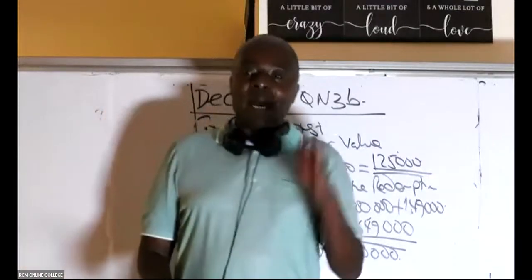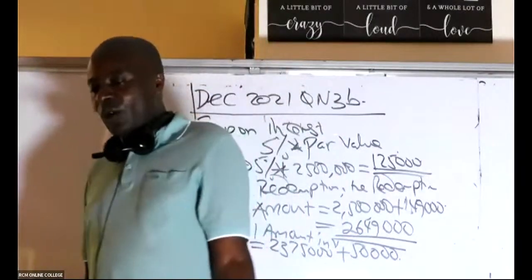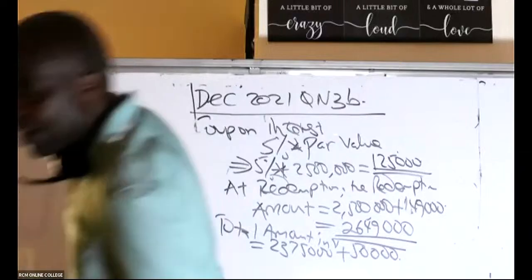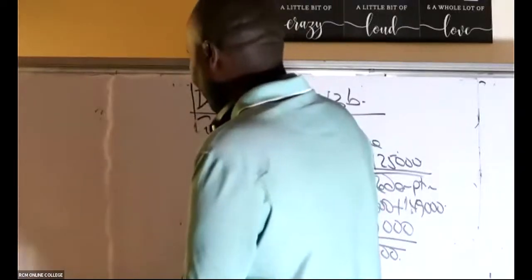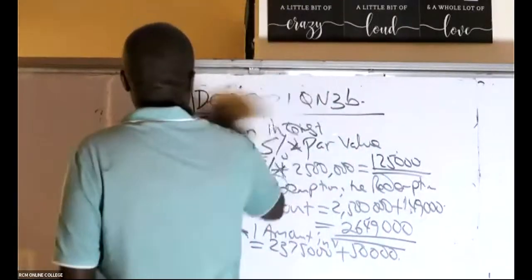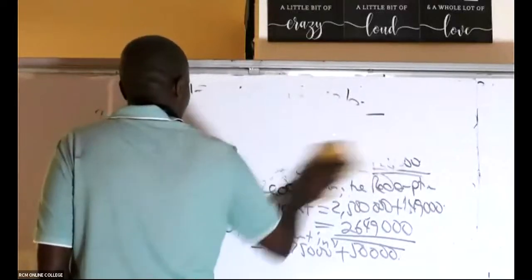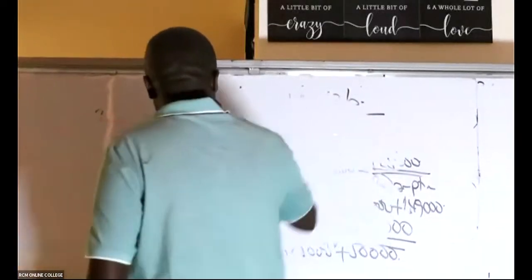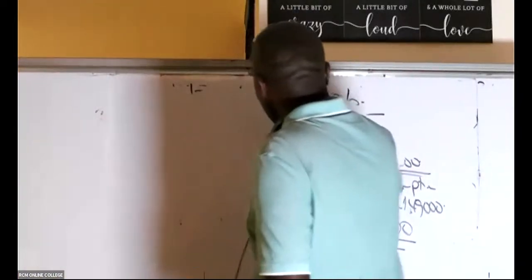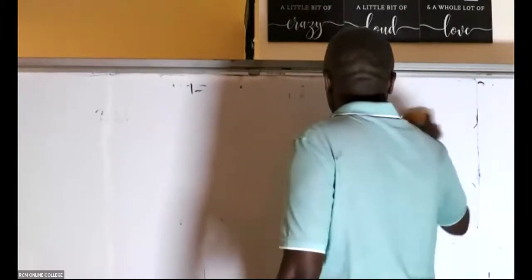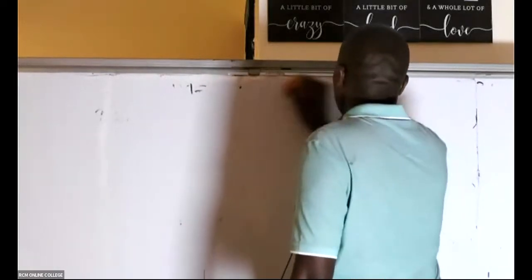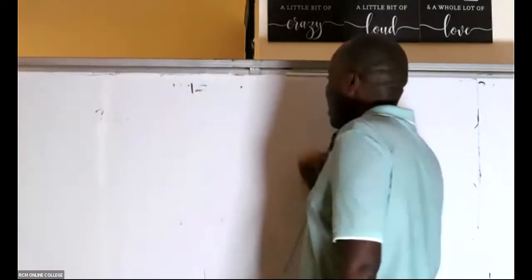Do a loan amortization. It's not all a loan. It's a loan. So do a loan amortization schedule. You can't miss the loan amortization schedule in AFM and AFR. It has always to be there. We must be experts here.